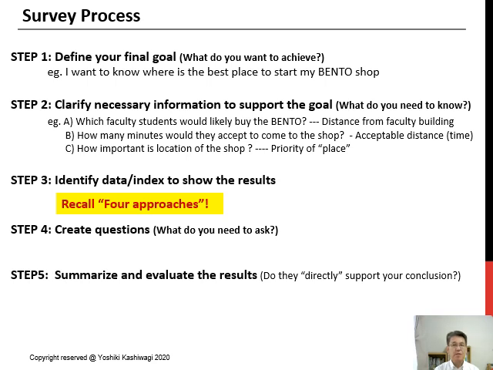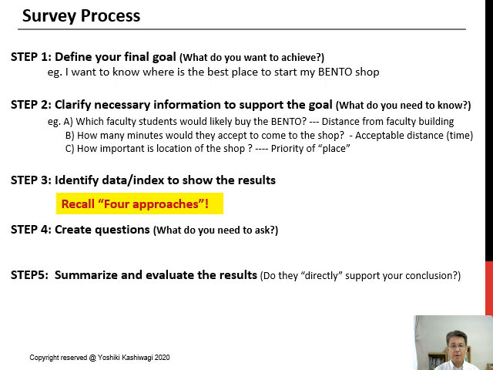For example, let's take the same example. There are 3 sample questions. Which faculty students would likely buy your bento box? This is all about the distance from the faculty buildings. Second, how many minutes would they accept to come to the shop? That's all about the time or acceptable distance or time. Finally, how important is the location of the shop? It's about priority of place.